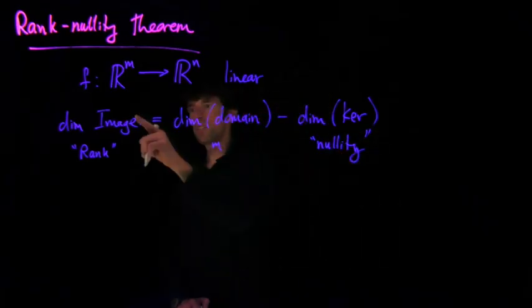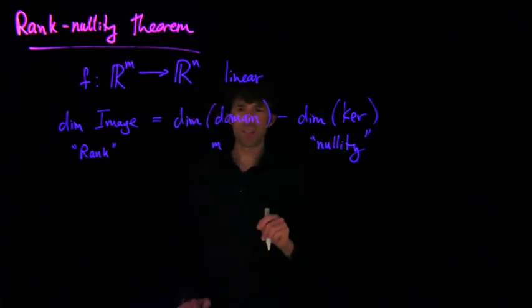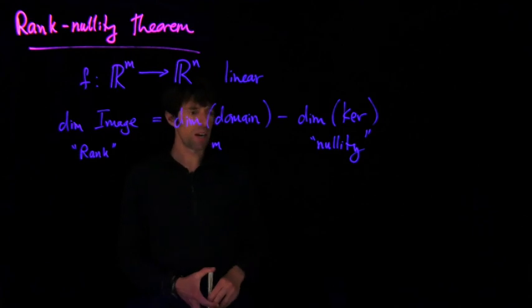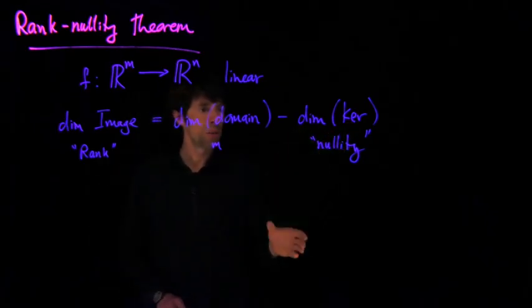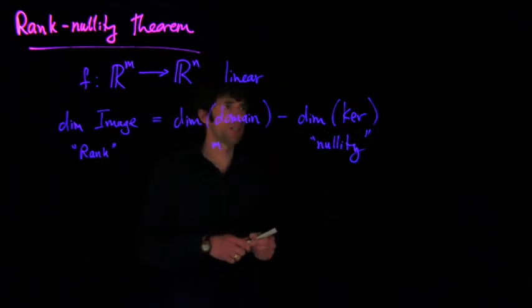So the dimension of the image is equal to the dimension of the domain minus the dimension of the kernel. I'm not going to prove this for you. That'd be more for a pure mathematics module. But I can explain the idea here. The kernel measures how much stuff is getting crunched down.